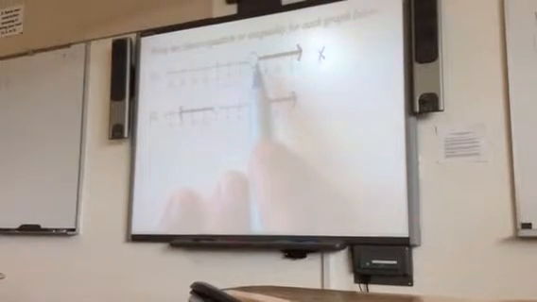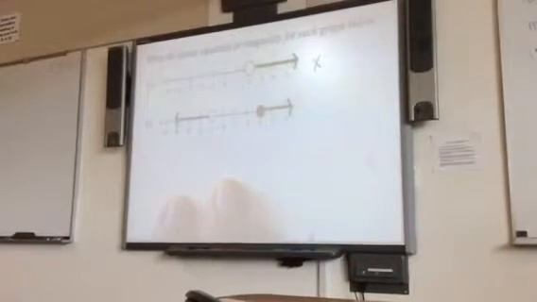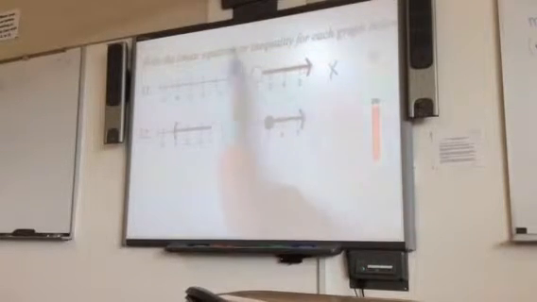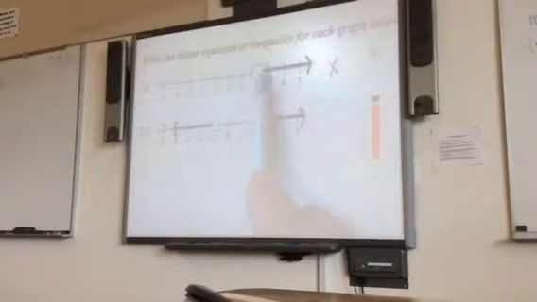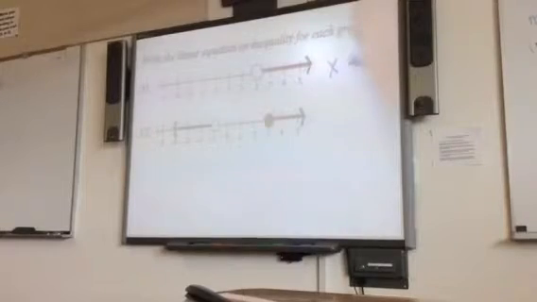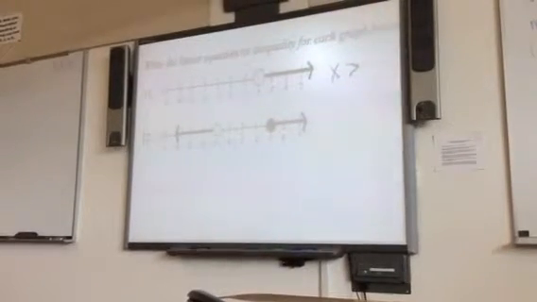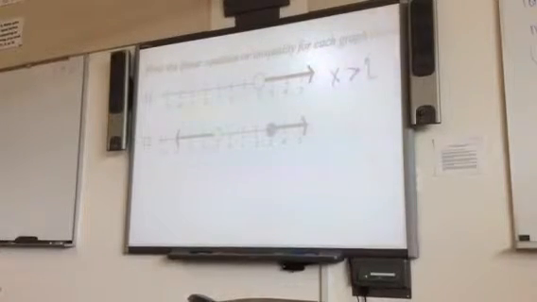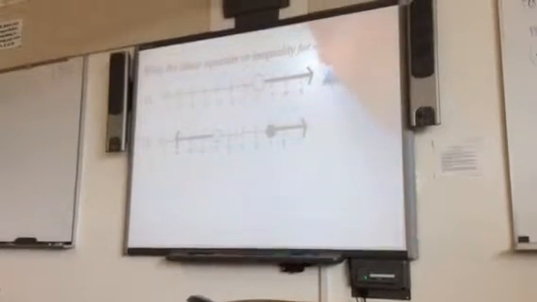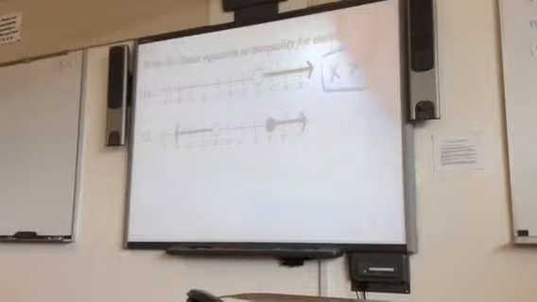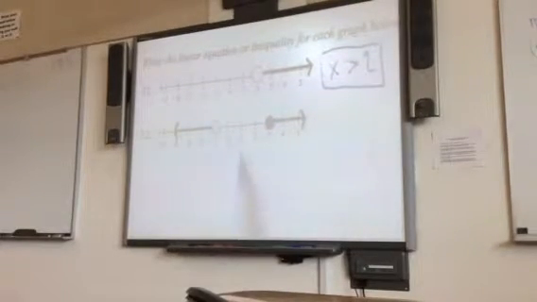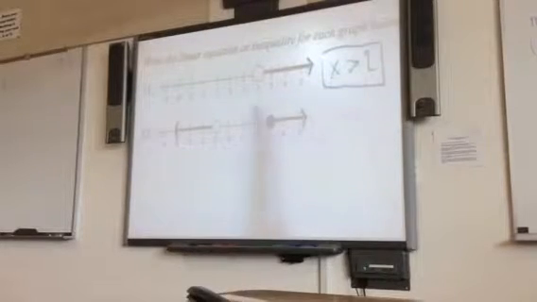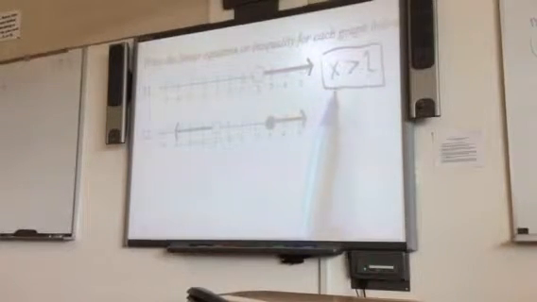This is a line that's to the right of 2. Right? It's going to the right from 2, and it's an open circle. So because it's an open circle, that means it's just going to be greater than, because it's going to the right, and it's going from 2, so x is greater than positive 2 for this first one. If it were a closed circle like this one, then it would be greater than or equal to.